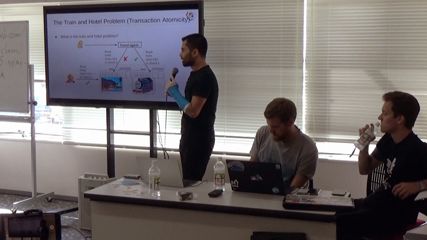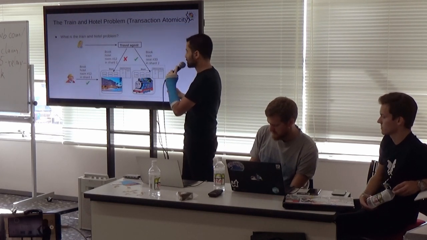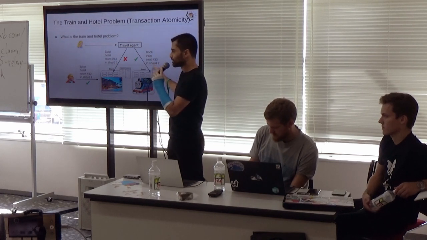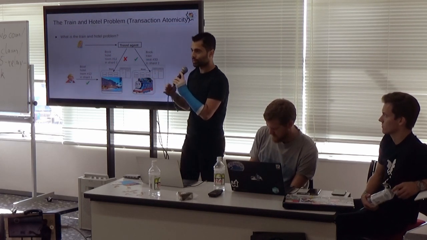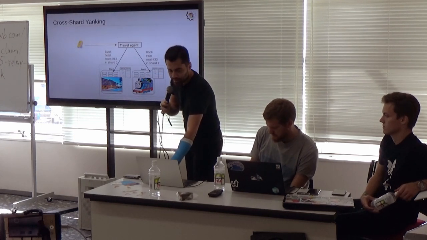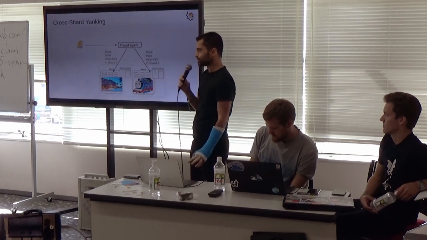Now, the goal of cross-shard communication is to have atomic transactions, so that either Alice gets both the hotel room and the train seat, or nothing. It's all or nothing. We don't want a half-complete transaction. So there are two broad categories of doing cross-shard communication.